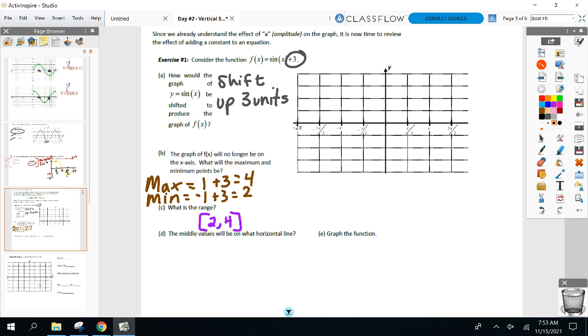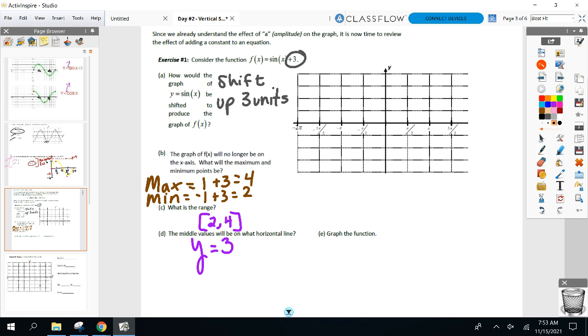All right, and what's the middle line now? Basically, your minimum was 2. Your max was 4. What's the line right in the middle? It's 3. And I just don't want 3 anymore. It's a horizontal line. Y equals 3.